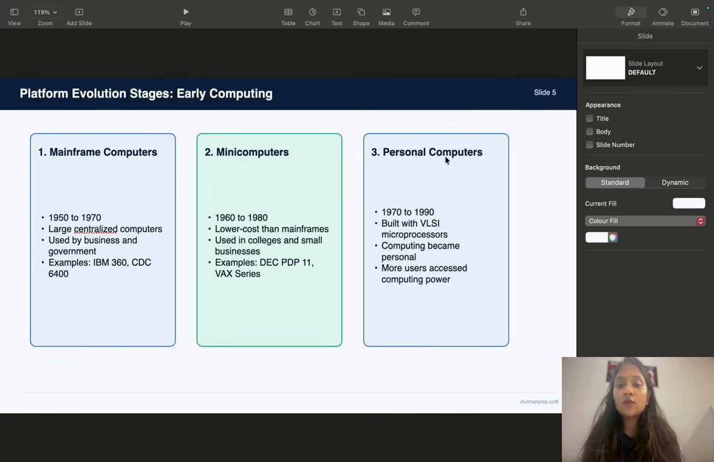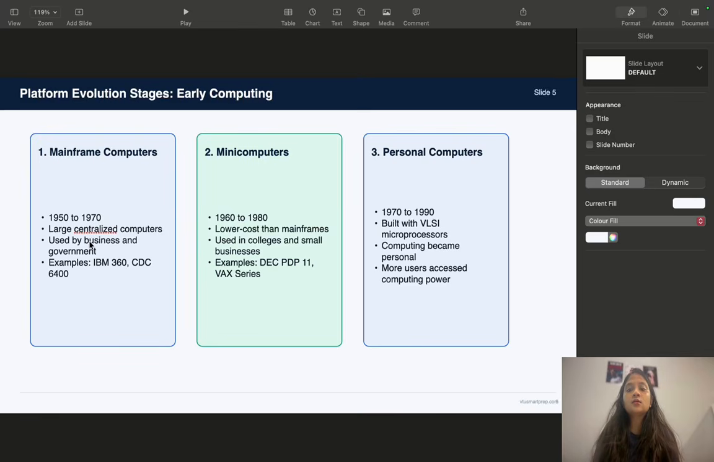So first, mainframe computers were used around 1950 to 1970. These were very large centralized computers. They were mainly used by big companies and government organizations. It's easy to remember, right? So mainframes were used around 1950 to 70. Okay, 50 to 70, you remember.